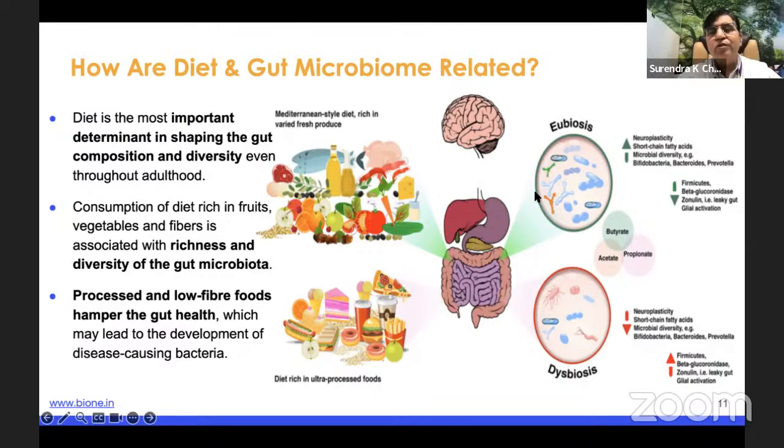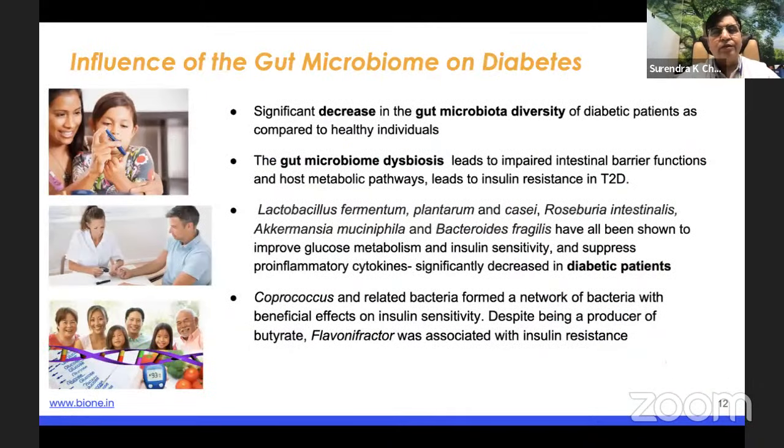Now, these two processes happening here go one of two ways: either we are creating eubiosis, that means a balanced microbiome in our gut, or dysbiosis. If you have eubiosis, then you are creating neuroplasticity, a good amount of short-chain fatty acids in your system, and good microbial diversity. Several molecules required for preventing leaky gut are present, and continuous low-grade inflammation basically decreases. Dysbiosis is the reverse process, and this is the cause of the disease.